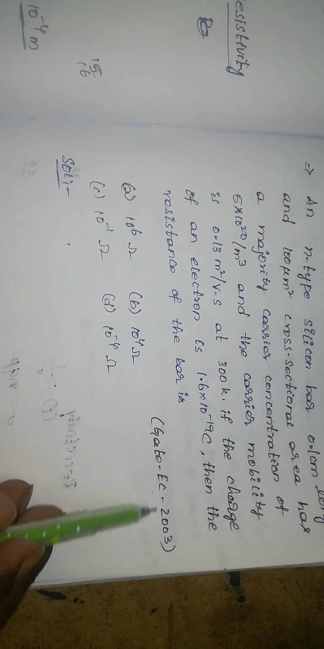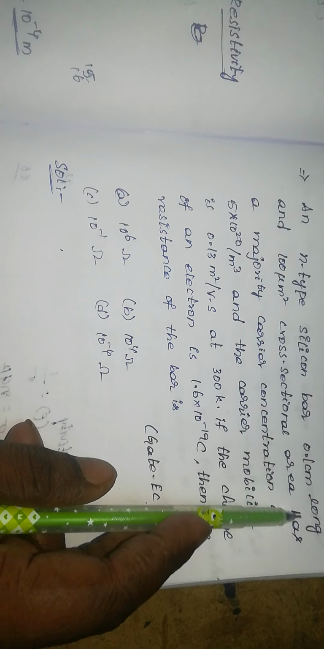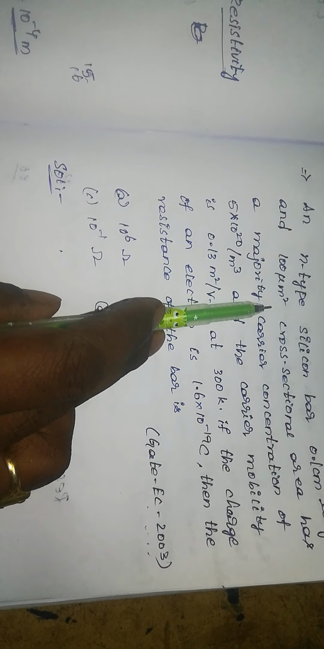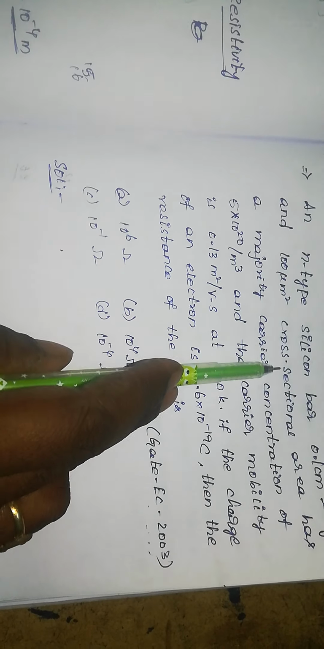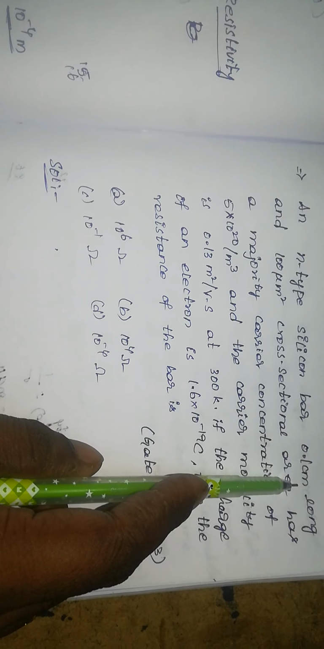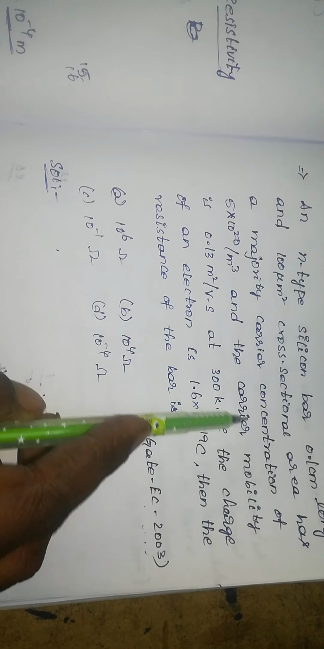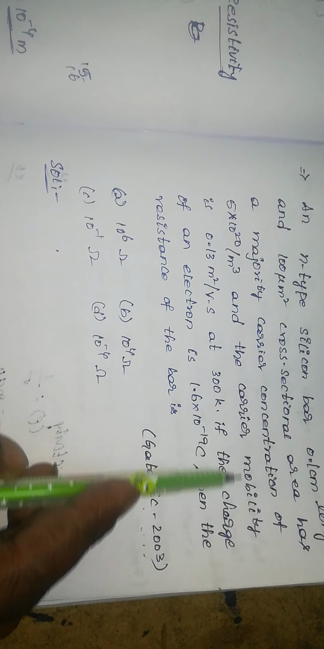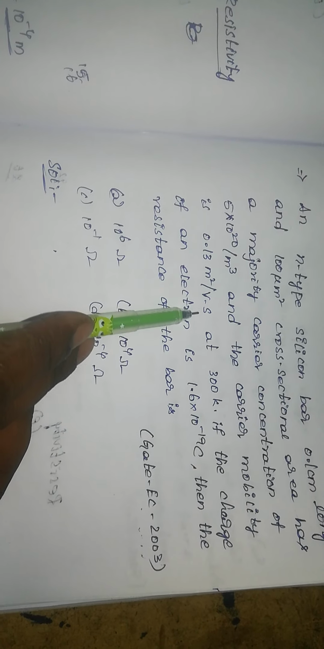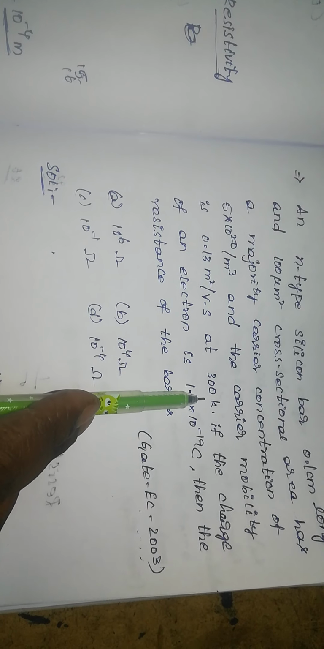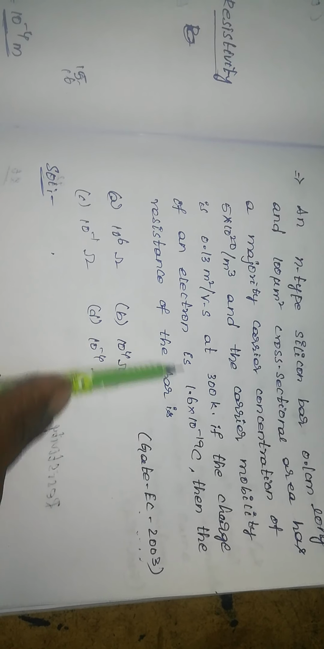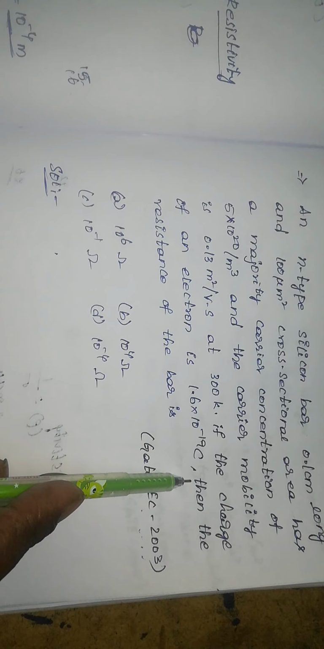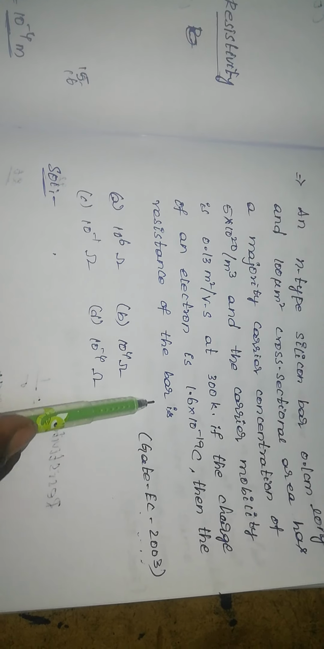So it is a GATE 2003 question. The question is, an n-type silicon bar of 0.1 centimeters long and 100 micrometer square cross sectional area has a majority carrier concentration of 5 into 10 power 20 per meter cube, and the carrier mobility is 0.13 meter square per volt second at 300 Kelvin. If the charge of the electron is 1.6 into 10 power minus 19 coulomb, then the resistance of the bar is.